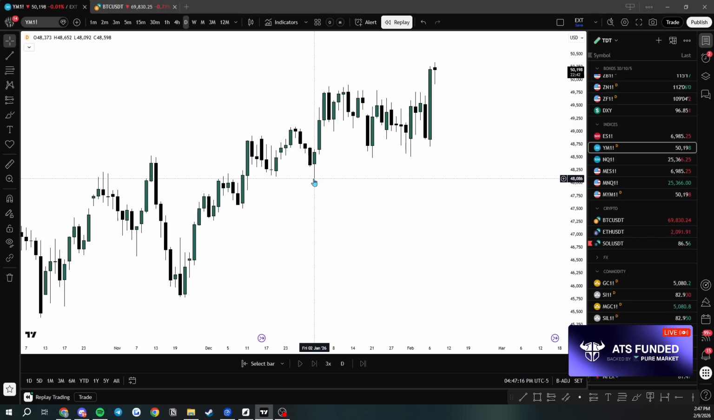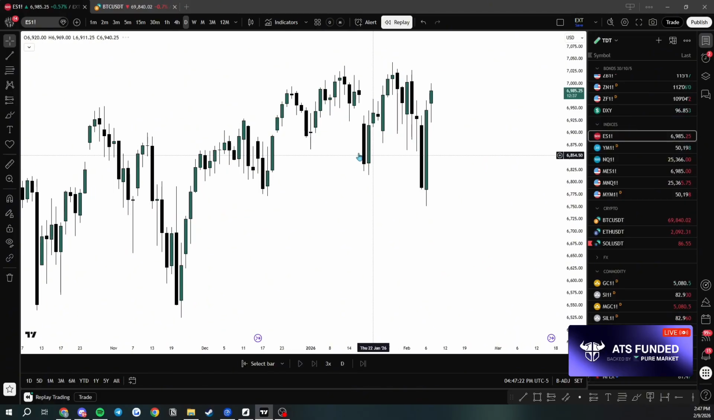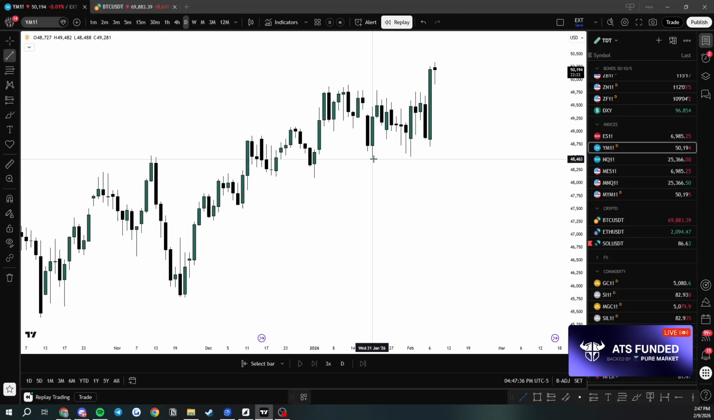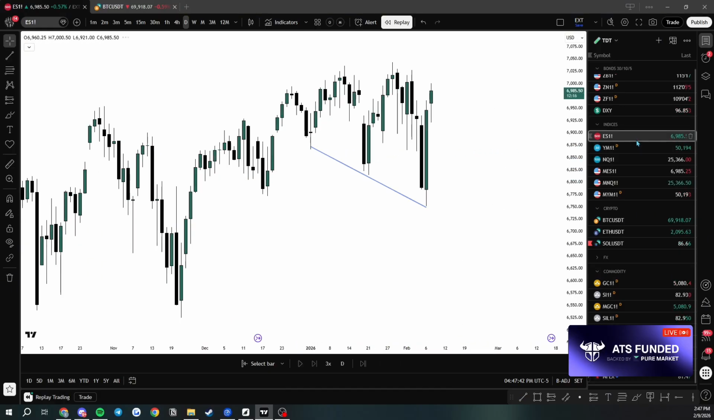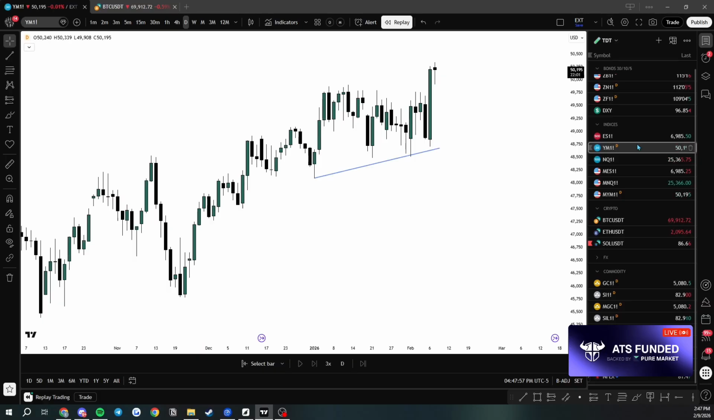Well, actually, let's use this one. Let's see if there's SMT here. Friday, the 2nd of January. There it is. Okay, so notice that low gets taken out. YM's does not, right? This is a crack in correlated markets. And we're using this as a confirmation tool. Anytime that we do get SMT, we can start to consider that a true reversal is taking place.